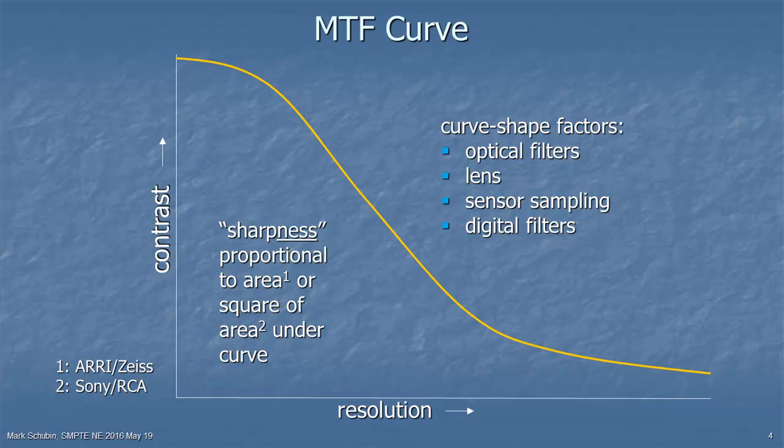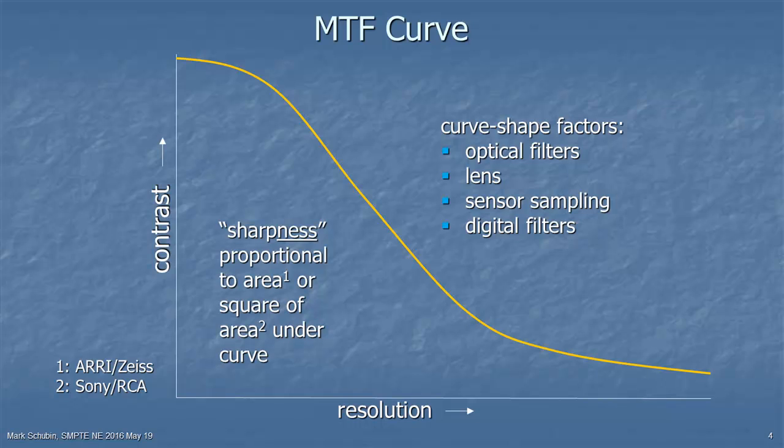Now, we refer to something called sharpness. Any word that ends in "ness" is a psychophysical function. Brightness, sharpness, it's something that's happening in you. It's not a physical phenomenon. So we can talk about resolution, that's a physical phenomenon. We can talk about contrast, that's a physical phenomenon. But sharpness is based on either the area under the curve or the square of the area under the curve. There are two schools of thought.